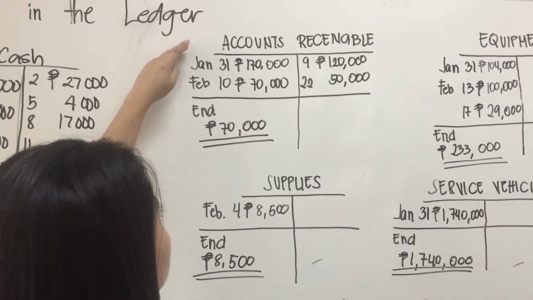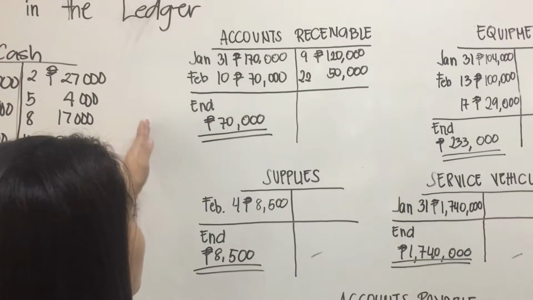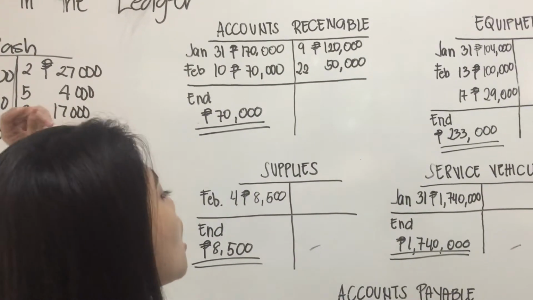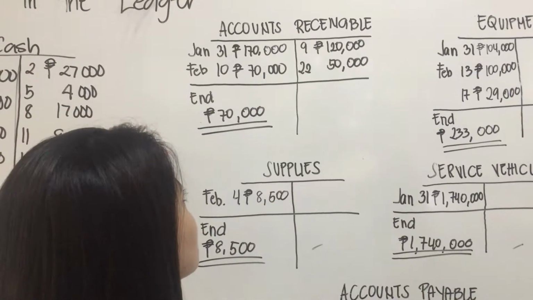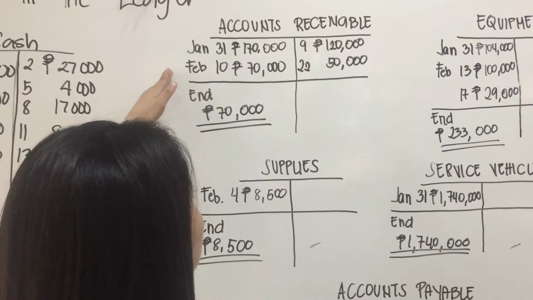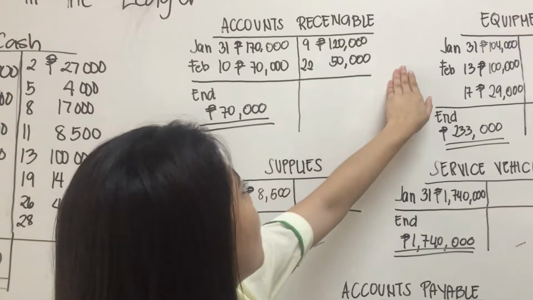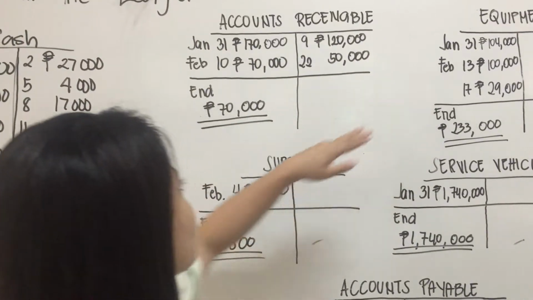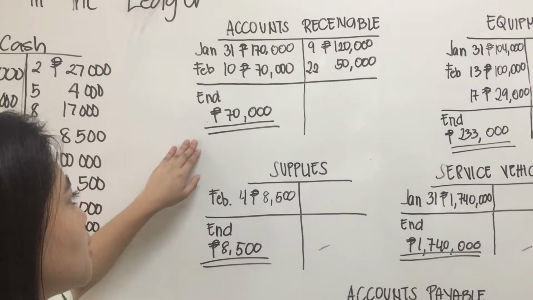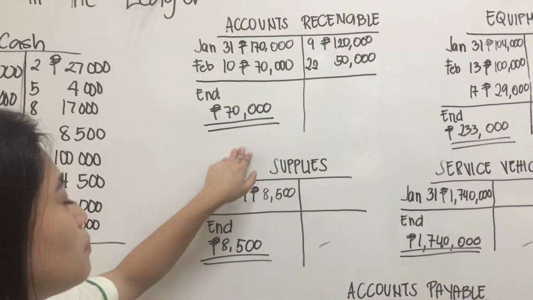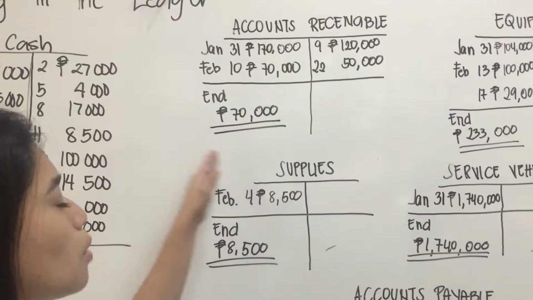So in here we have accounts receivable. Accounts receivable, normal balance is debit. So we will add all the normal balance and subtract it with the opposite balance to get our normal balance, which is 70,000 pesos. And don't forget the double rule.